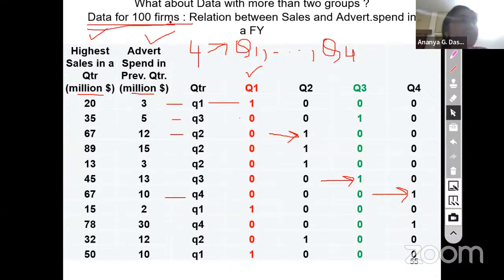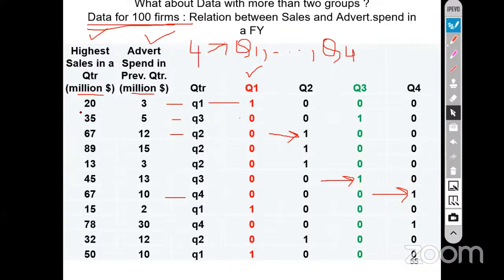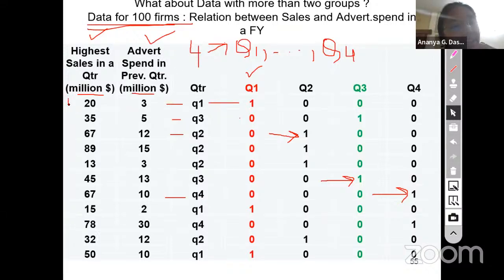Let's say there are 100 firms which are selling FMCG products. For firm 1, I have that it sold $20 million and it spent $3 million in advertisement, and the sale happened in quarter 1. Do you see? Firm 2 sold $35 million, spent $5 million, and that sale happened in quarter 3.